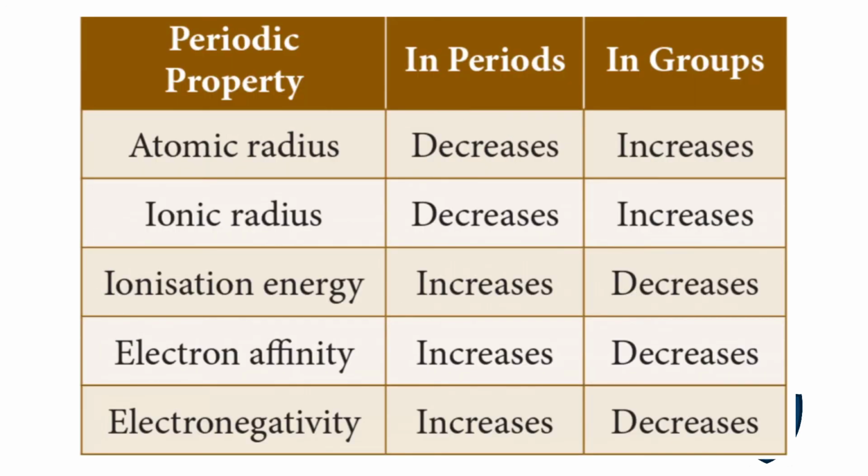So the periodic property in periods and groups, a small recapitulation of the periodic trends. Atomic radius decreases in periods and increases in groups. Ionic radius decreases in periods and increases in groups. Ionization energy increases in periods and decreases in groups. Electron affinity increases in periods and decreases in groups. Electronegativity increases in periods and decreases in groups. They may ask a 1 mark question from this part.